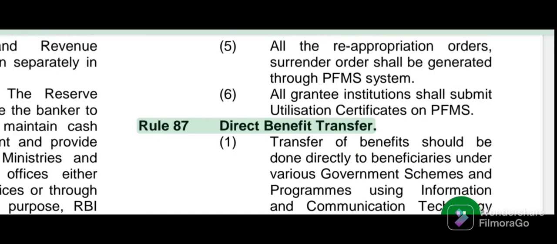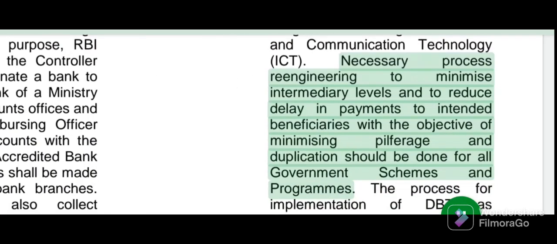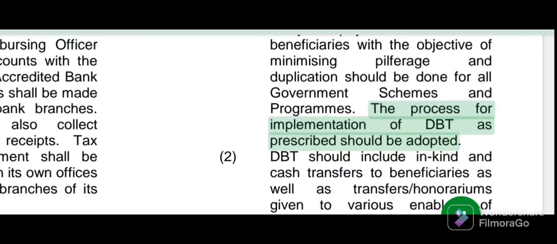Rule 87 Direct Benefit Transfer. 1. Transfer of benefits should be done directly to beneficiaries under various government schemes and programs using Information and Communication Technology (ICT). Necessary process reengineering to minimize intermediary levels and to reduce delay in payments to intended beneficiaries with the objective of minimizing pilferage and duplication should be done for all government schemes and programs. The process for implementation of DBT as prescribed should be adopted.